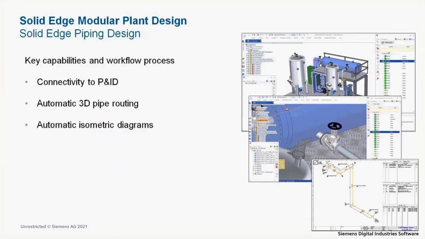Now, getting into the workflow and the capabilities, again, being able to read data from the P&ID if necessary, automatically creating the 3D pipe routing, and then also your fabrication drawings, whether it be a Solid Edge draft with multiple orthographic projections, or a single line isometric drawing or diagram for fabrication.